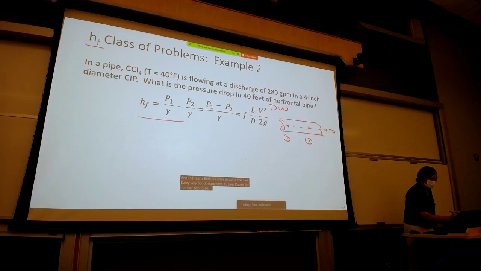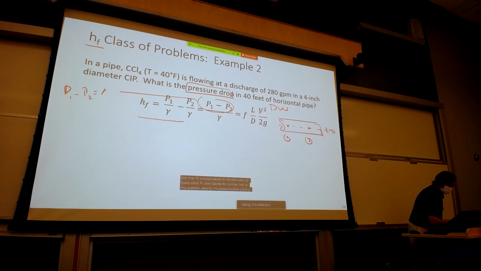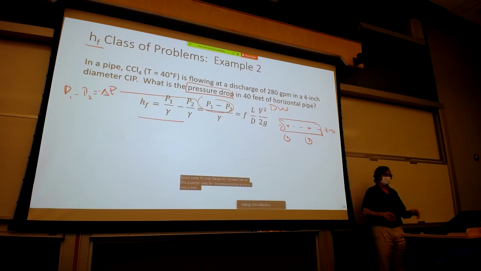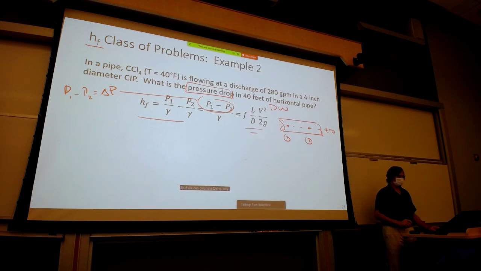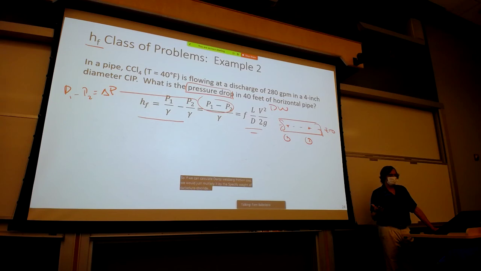This question asks for the pressure drop. P1 minus P2 is delta P. That's what the question is asking for. So if we can calculate the Darcy-Weisbach friction loss, we would just multiply it by the specific weight of carbon tetrachloride to get the pressure drop.